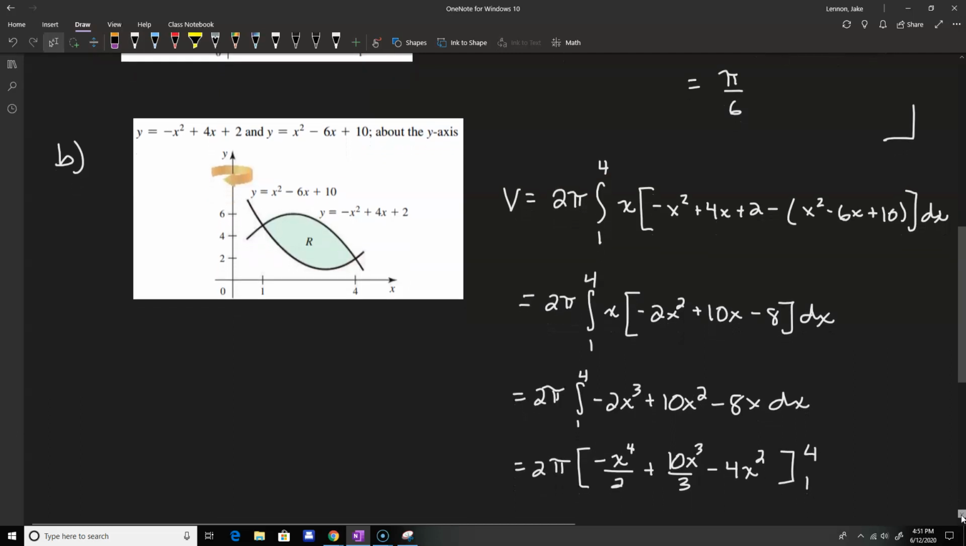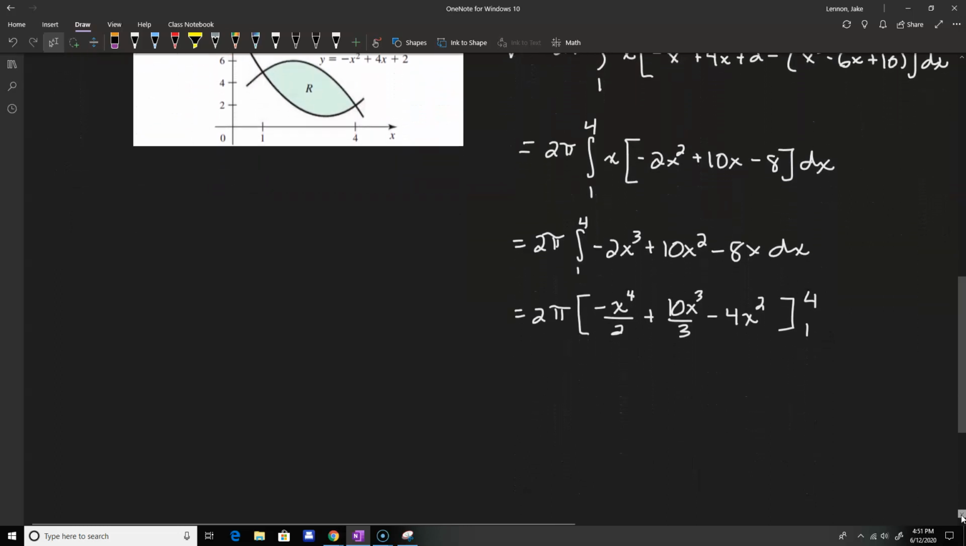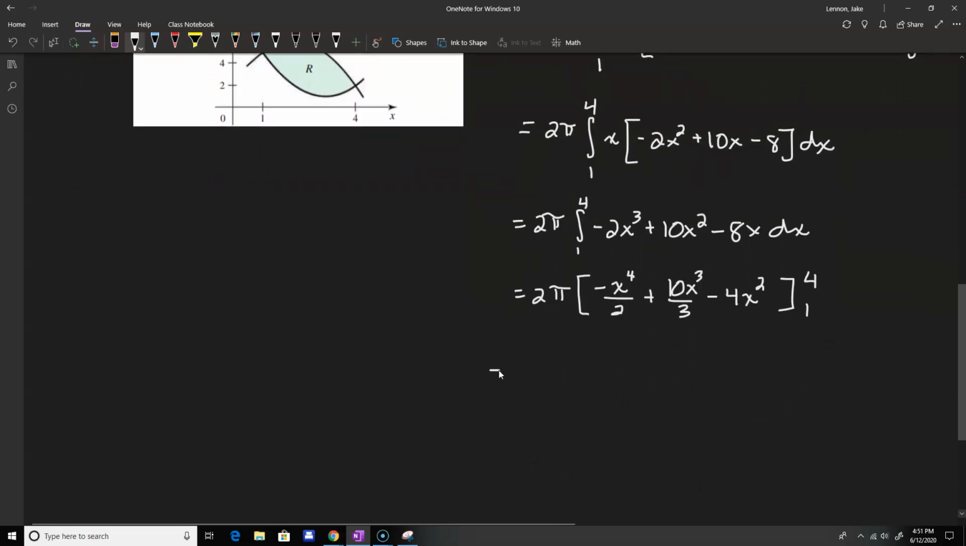So we want to plug in those numbers and simplify. So let's see, we're going to end up with 2 pi, and then plugging in the 4, we're going to get minus 4 to the 4th over 2 plus 10 times 4 cubed over 3 minus 4 times 4 squared, which is just 4 cubed in fact. And then we want to subtract minus 1/2 plus 10 over 3 minus 4.